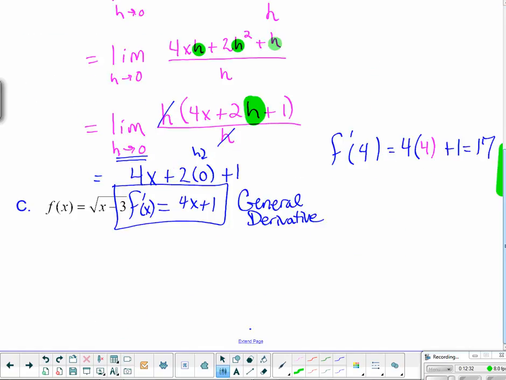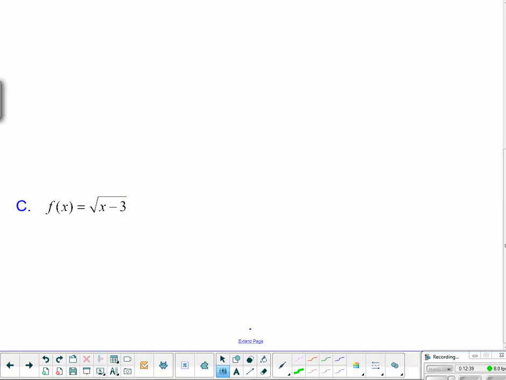All right, we are left with one little example down here, example C. And I'm just going to clear my board so that we can start with C.